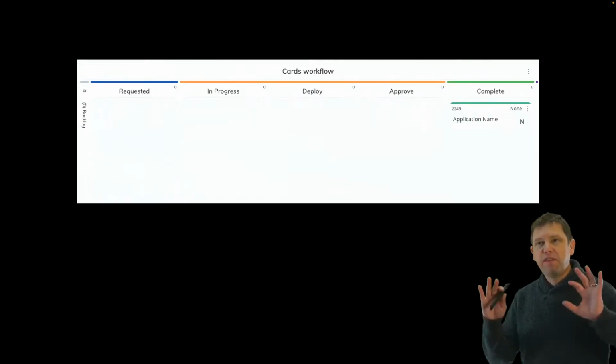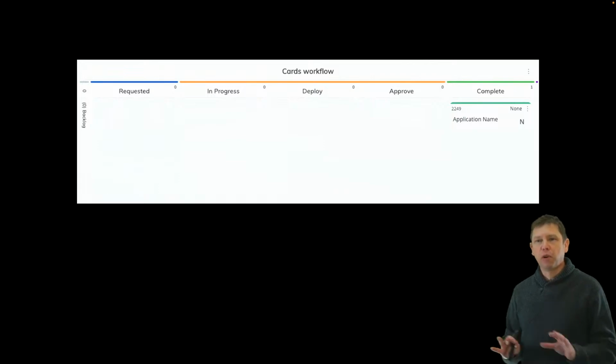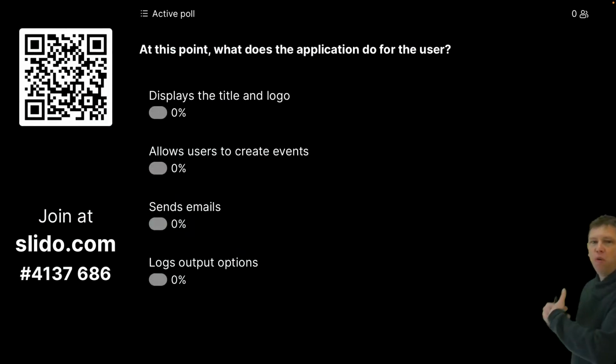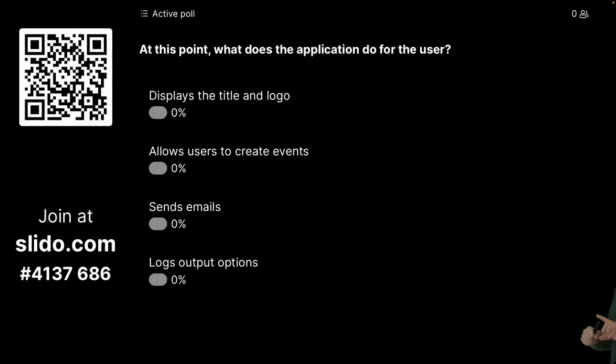Okay, so this is a very, very, very basic first story, but lots of stuff had to happen in here. So at this point, what does the application do for the user? So you should have Slido.